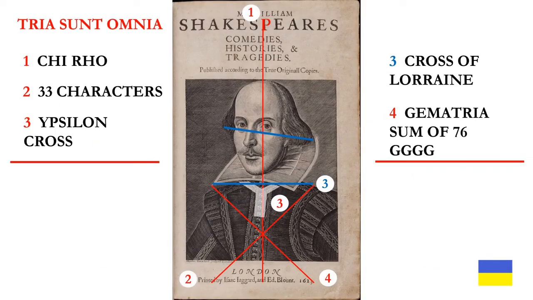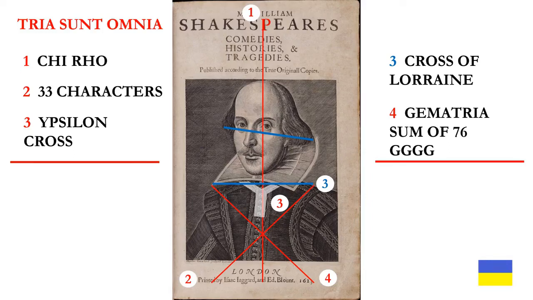an interesting example of tria sunt omnia. Three is everything. First, we have the Chi-Rho monogram. Second, we have 33 characters between two of the points in the Chi-Rho monogram, which represents the age at which Christ died. The third one we have is the Ypsilon cross, right at the collar. The third one can be the Cross of Lorraine.